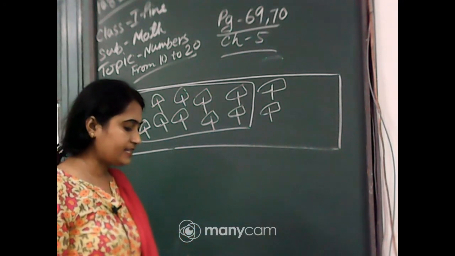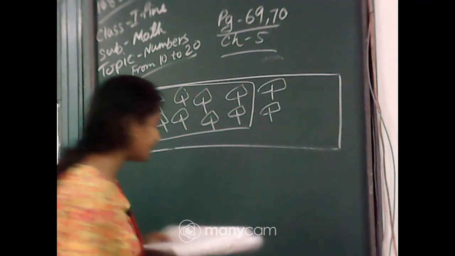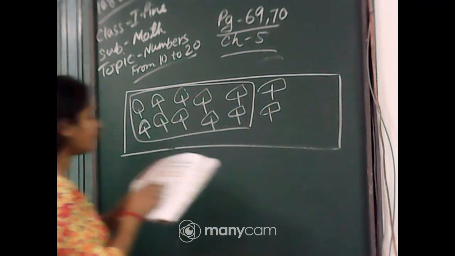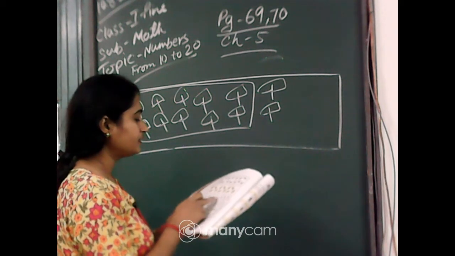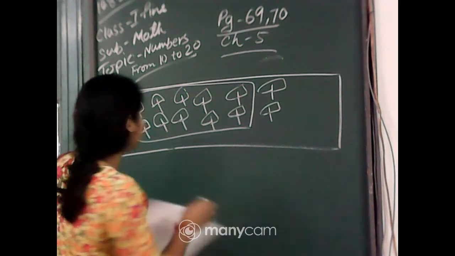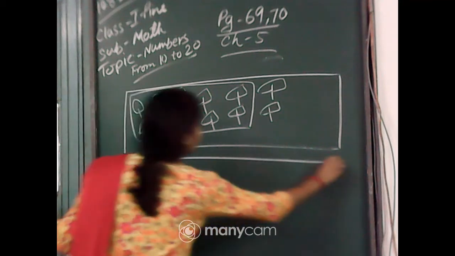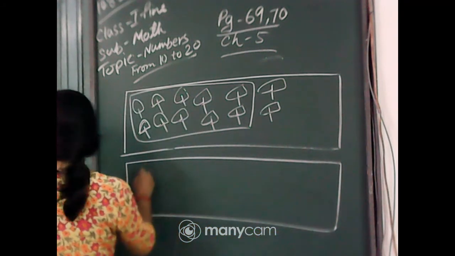Next, there is a jar. Now, let's see how many jars over here. 1, 2, 3, 4, 5, 6, 7, 8, 9, 10, 11, 12, 13. 13 jars over here. I have to draw first.